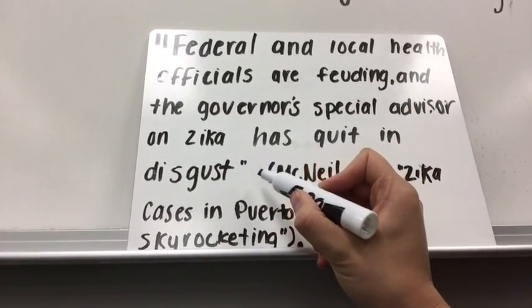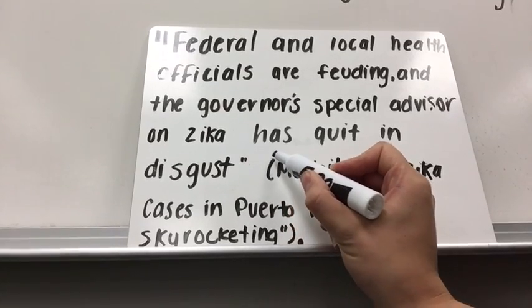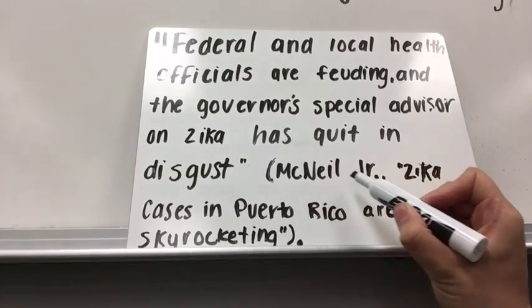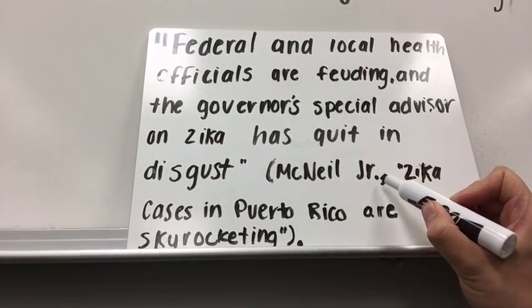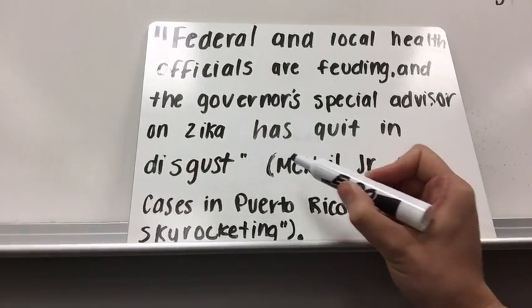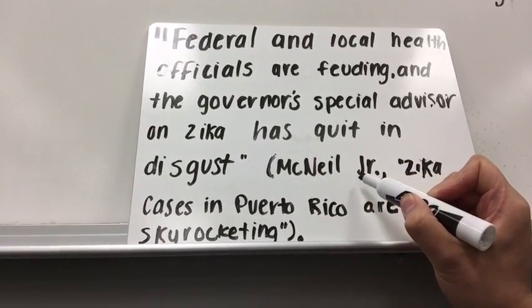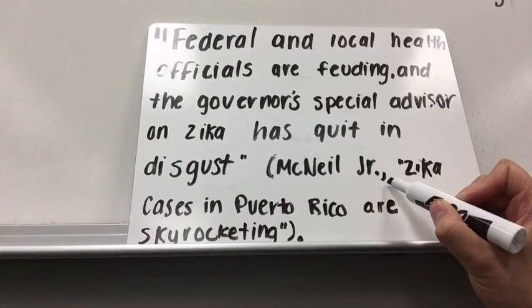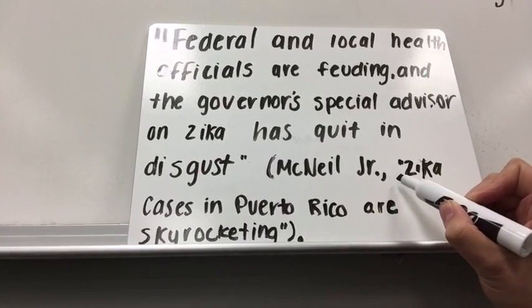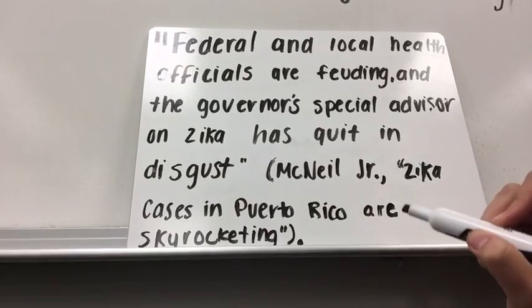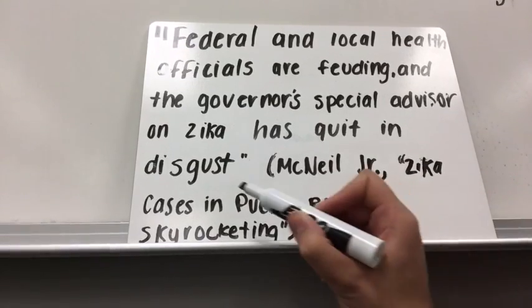Put your quotation, put a space. Create a parenthesis. Write the last name of your author. If it ends in junior, you can have a period there. But the last name only. Do not add any other piece of the name but the last name. Comma, you must have this comma, space, another quotation, followed by the title of the article.